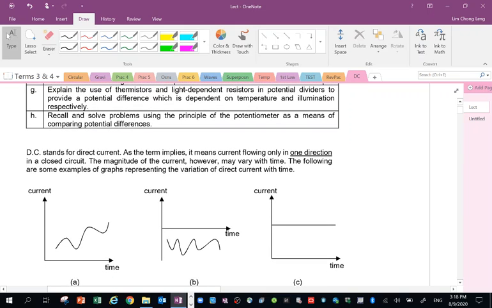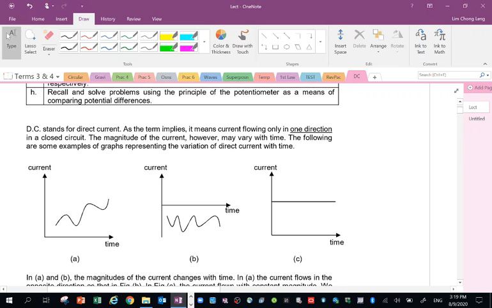DC stands for direct current, and direct current doesn't mean that the magnitude is constant. It simply means it flows in one direction. For example, look at graph A. Suppose I called one direction as positive, and I have a graph showing a varying direct current. Magnitude is changing, but direction is the same.